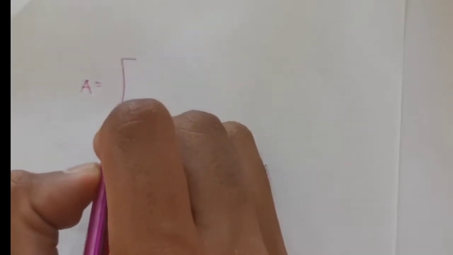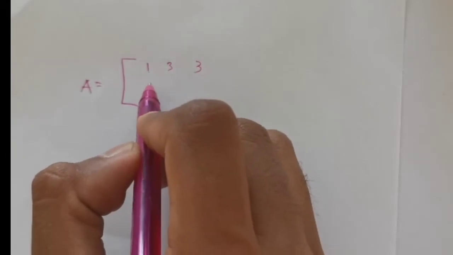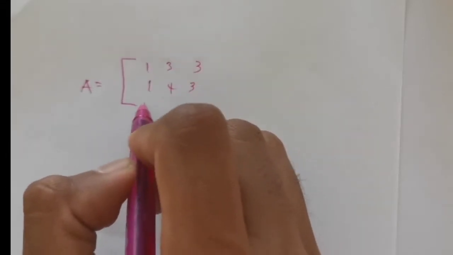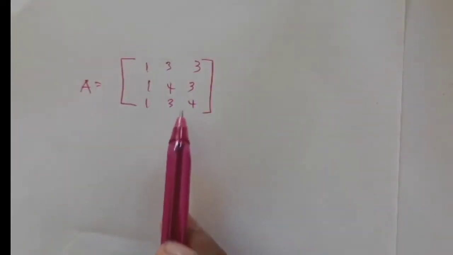The technique for inverting matrices is kind of clever. For a given matrix A and its inverse, we know that the product of A and its inverse is equal to the identity matrix. So we're going to use the identity matrix in the process of inverting a matrix. Let us have an example. Suppose A is 1, 3, 3, 1, 4, 3, 1, 3, 4. So we have a 3 by 3 matrix.